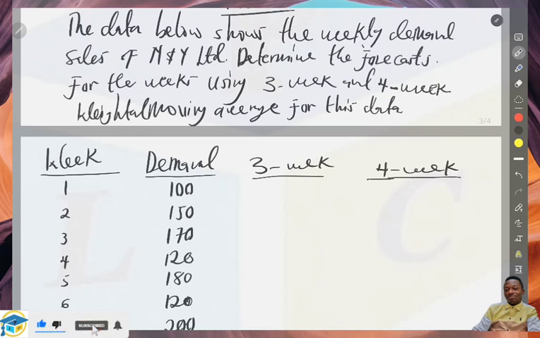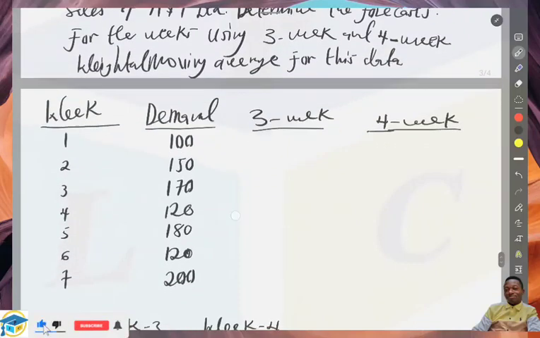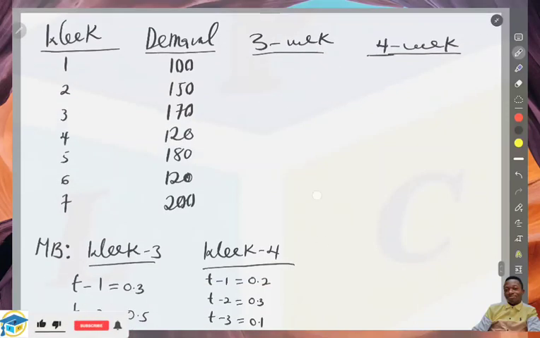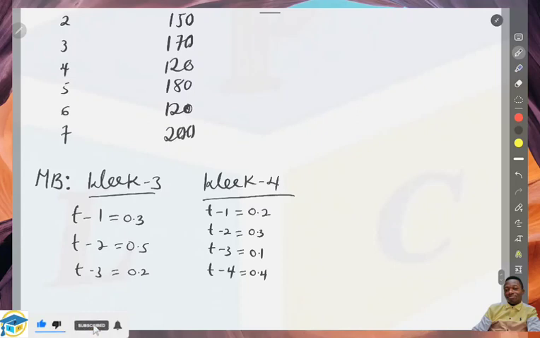So using this data to explain the weighted moving average, the data below shows the weekly demand for sales of N&Y Limited. We are asked to determine the forecast for the week using 3-week and 4-week weighted moving average for this data. Okay, so here we have the week and we have the demand and we have the week 3 and then week 4. But note, as I said, when it comes to the weighted moving average, you'll be given a weight that is going to be placed on the most recent data to forecast for the coming period. So let's see how we do that.